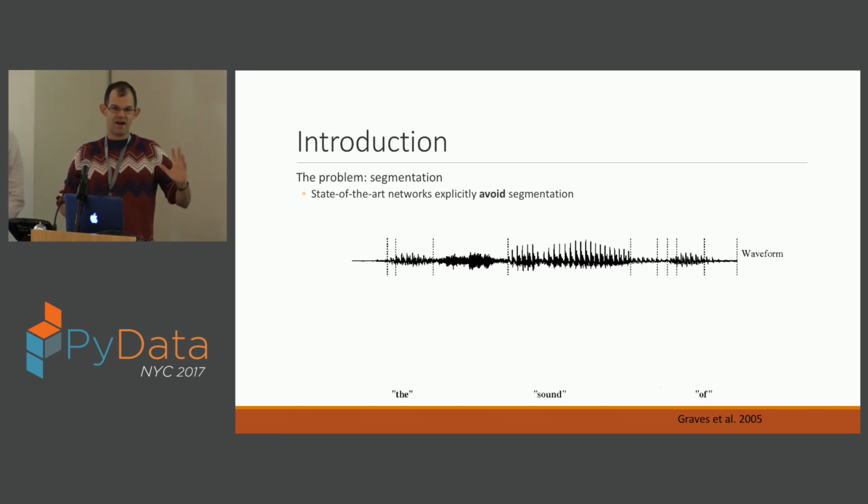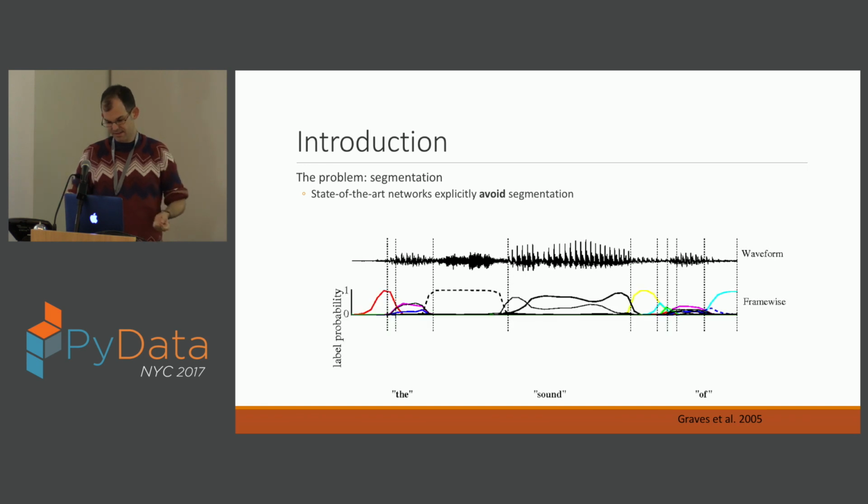Okay. But the state-of-the-art networks that use LSTMs avoid segmentation. What do I mean by segmentation? So here's this waveform. This is from Graves et al. 2005. This is a paper on connectionist temporal classification, which again is part of this family of these LSTM networks. That's their name for their architecture in this paper. But what the figure is showing at the top is this waveform from sound. This is three words, the, sound of, and you can see the phonemes divided up by those dashed lines.